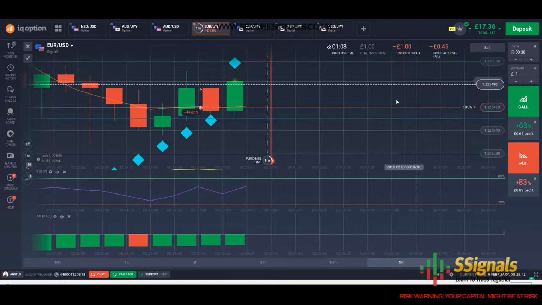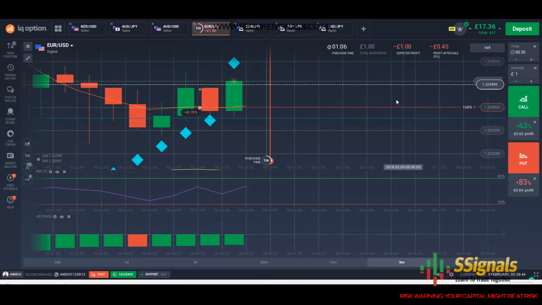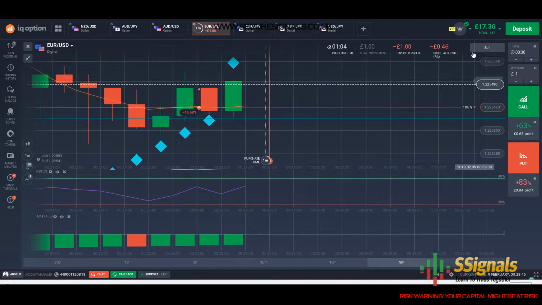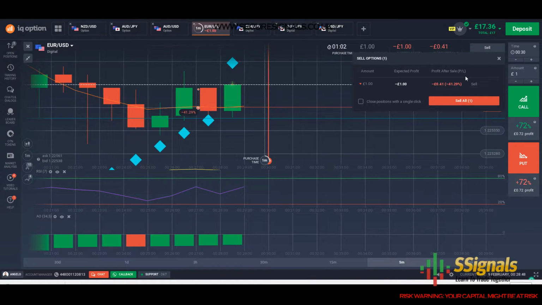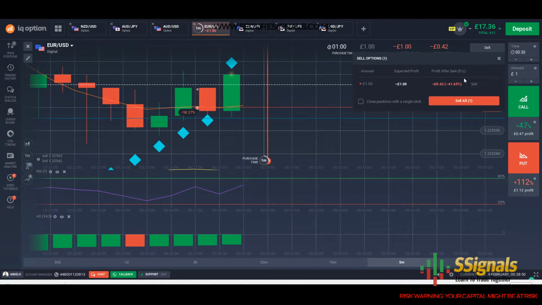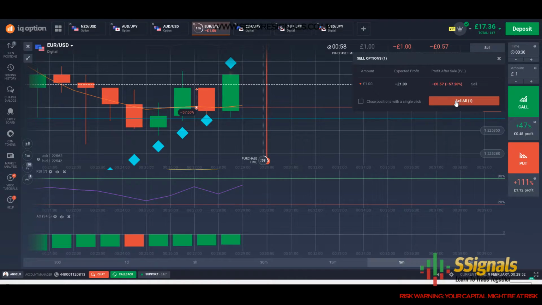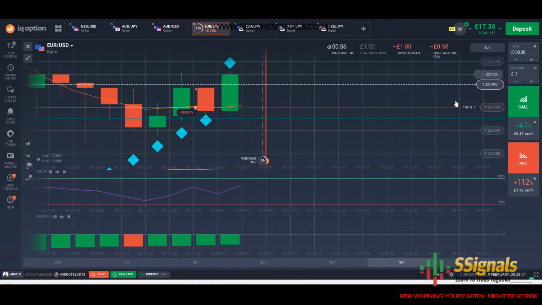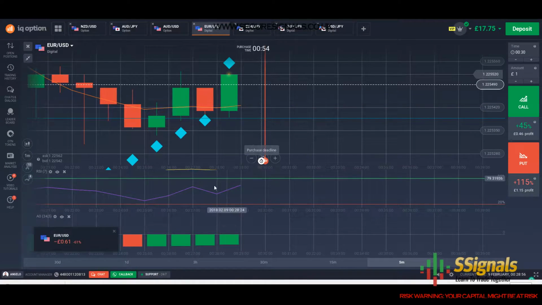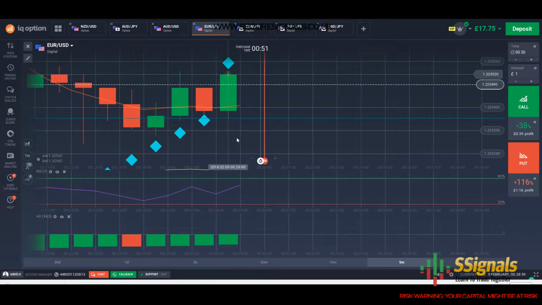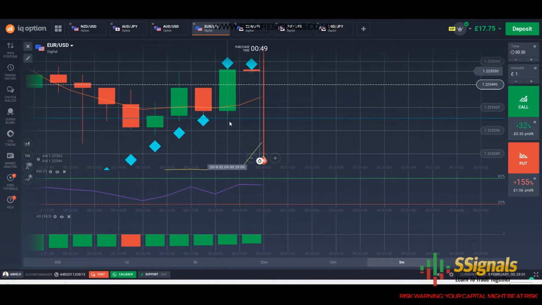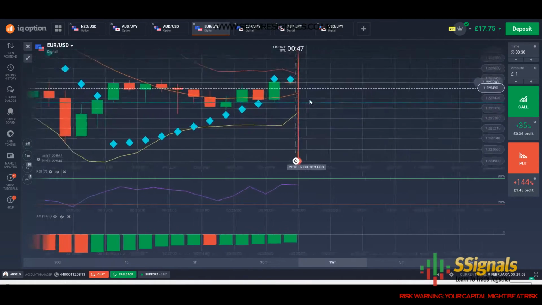15, 14. Okay guys, we're going to sell this early at 50p loss, 60p loss. It didn't close down here as I wanted it to, so that was unfortunate.